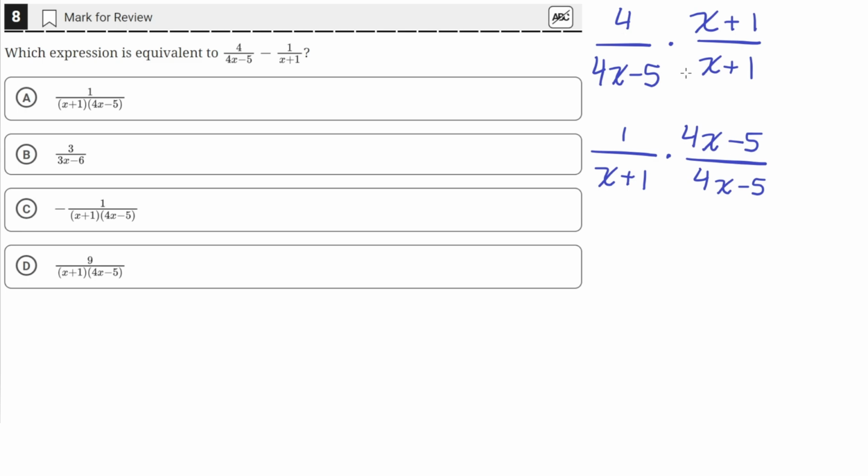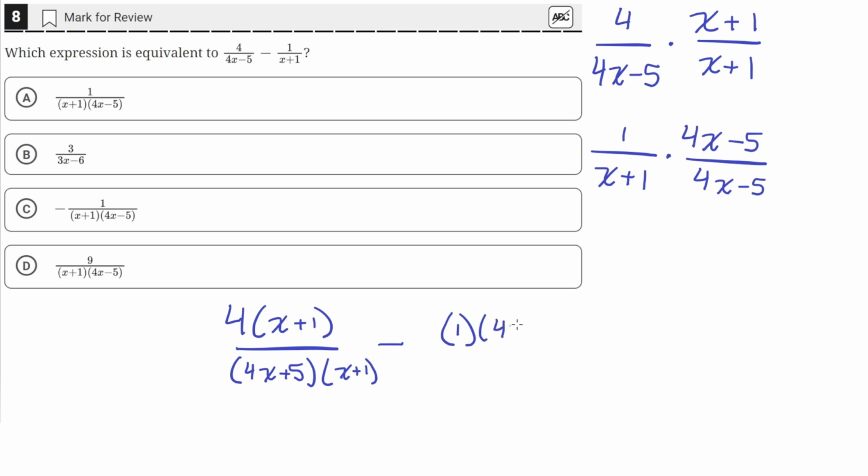So then the denominator for both of the terms will be 4x minus 5 times x plus 1. And we're just multiplying by 1 here, so it doesn't change the value of this fraction. So then our problem simplifies to 4 times x plus 1 over 4x plus 5 times x plus 1 minus 1 times 4x plus 5 over x plus 1 times 4x minus 5.